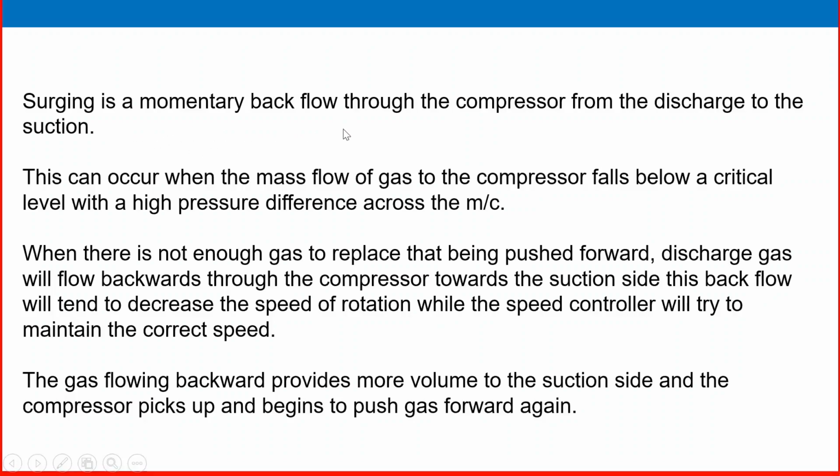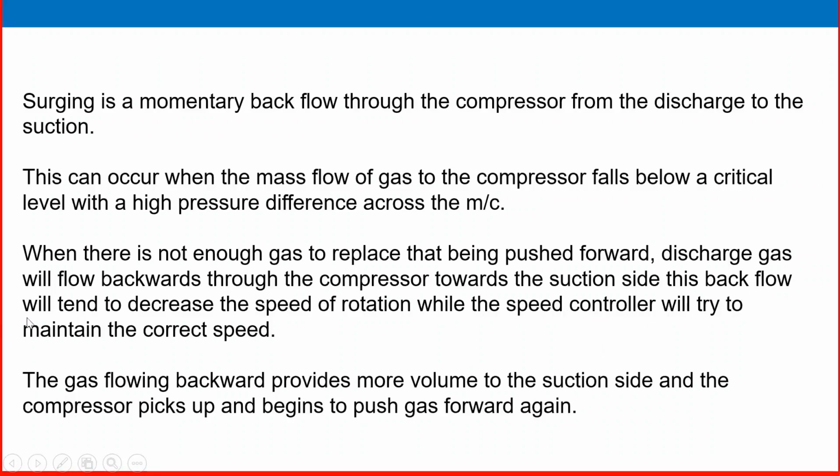Surging is a momentary backflow through the compressor from the discharge to the suction, because in surge the suction pressure becomes too low, and then the discharge gas flows back to the suction side. This can occur when the mass flow of gas through the compressor falls below a critical level with a high pressure difference across the machine. When there is not enough gas to replace that being pushed forward, if the suction is not sufficient to push forward, discharge gas will flow backwards through the compressor towards the suction side.